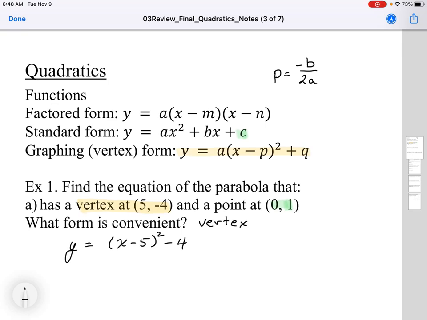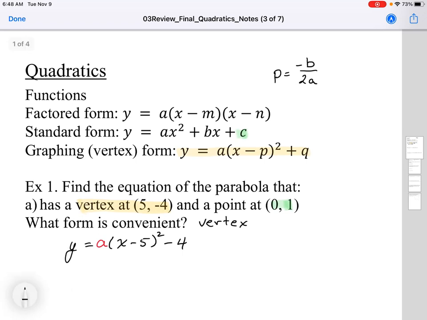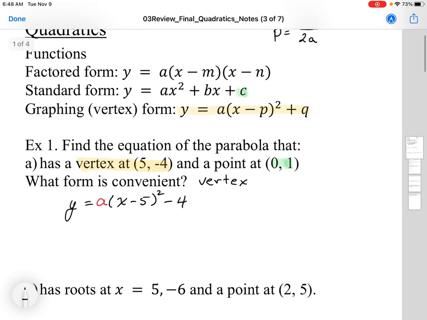Now what's really important is that we don't forget the a. The a is really important because that's what we're going to solve for, and we're going to use the other coordinate to solve for it. Given the coordinate 0, 1, it happens to be a y-intercept, but it could be any coordinate. We put y equals a times 0 minus 5 squared, minus 4.